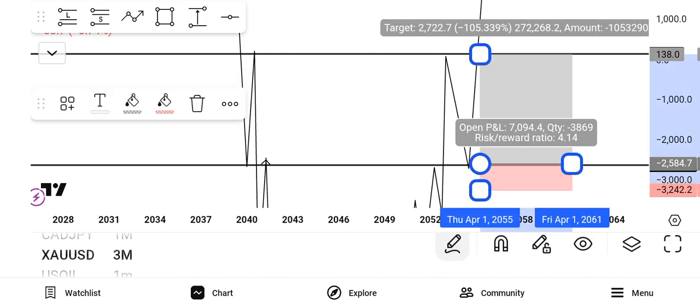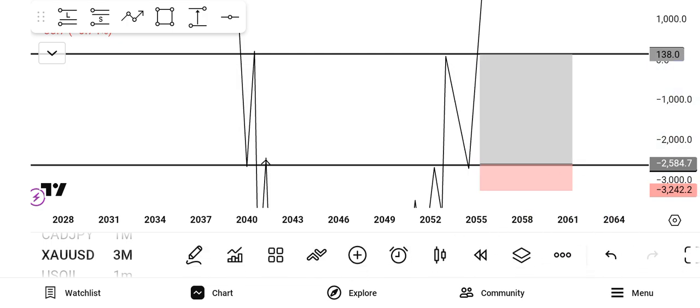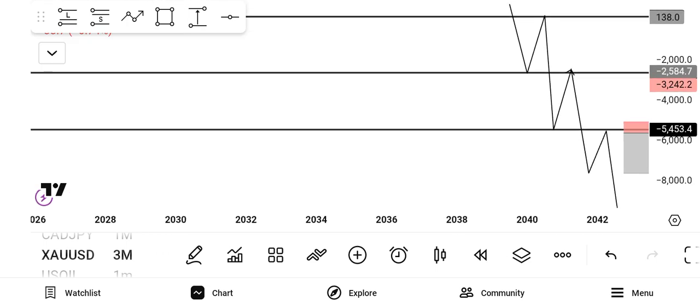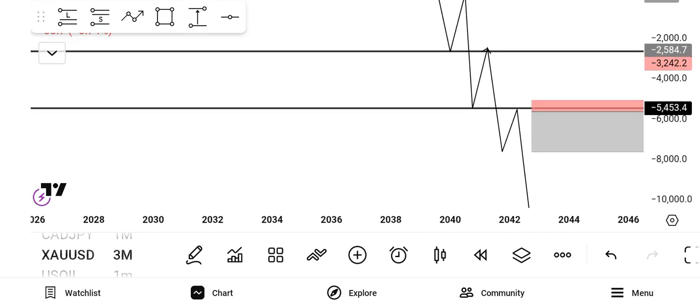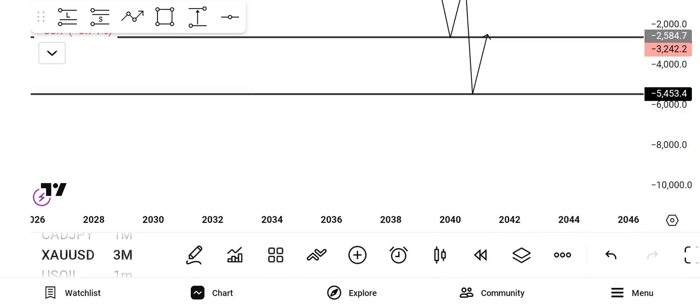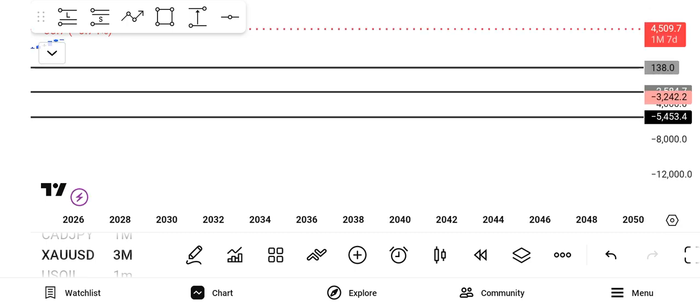So this is just basically it. Yeah, I trade break and retest. If the market is heading downwards, I wait for a break, then I put my sell, and so on. Now, for the last part, which is the consolidation.